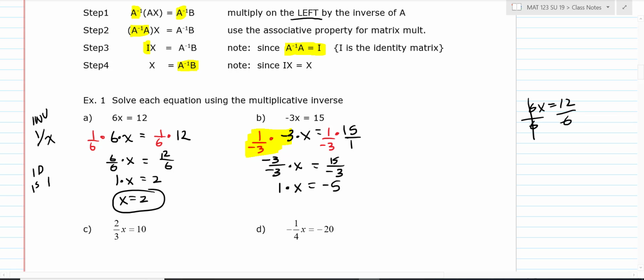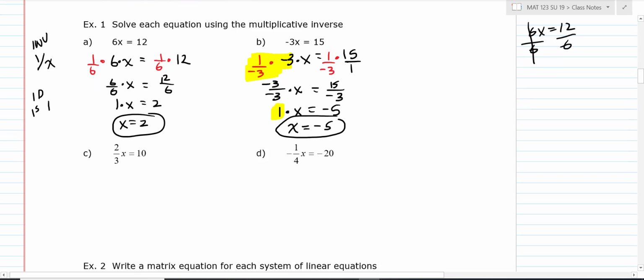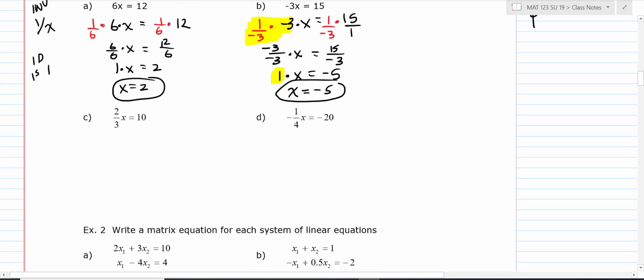Okay, now the key thing is this is the identity. Anytime you multiply the identity element times x, you get x. You know that 1 times anything is itself. All right, so that's what I'm trying to get you used to doing, is solving equations this way just to get you used to what we're going to do with matrix equations. Okay, now I'm going to do this one and then let you maybe try to do this one and see if you can do that.